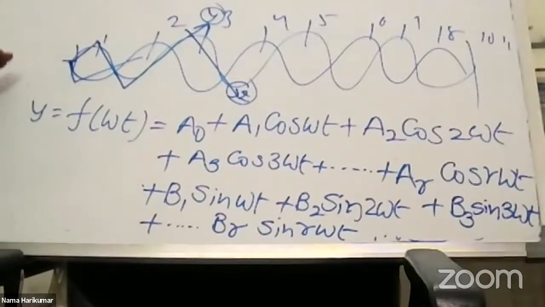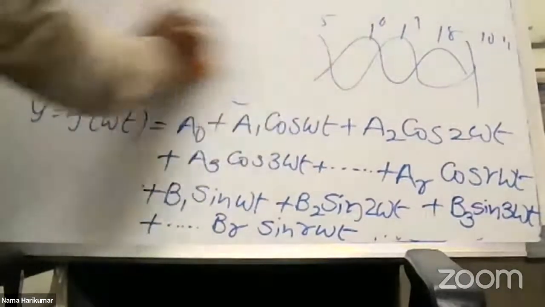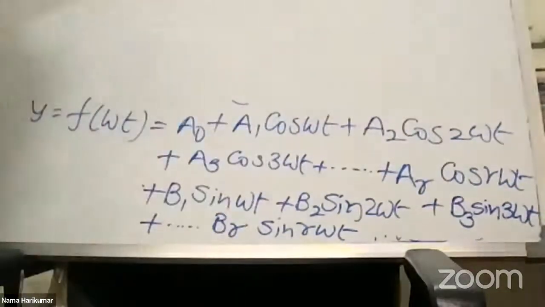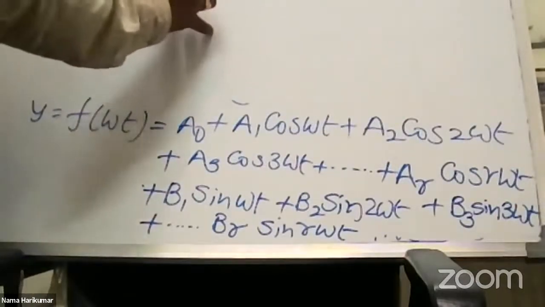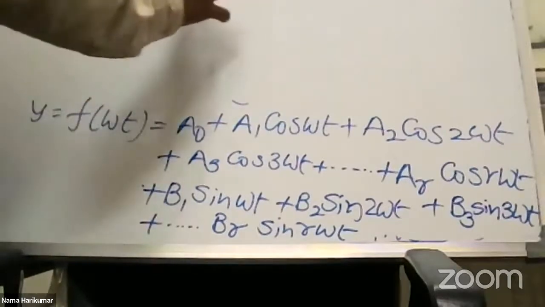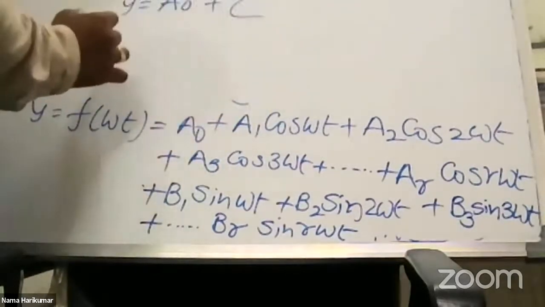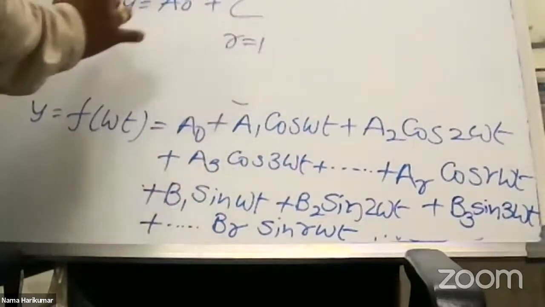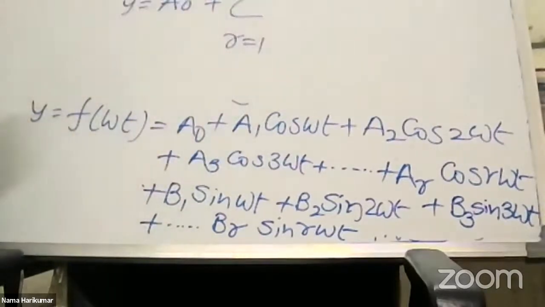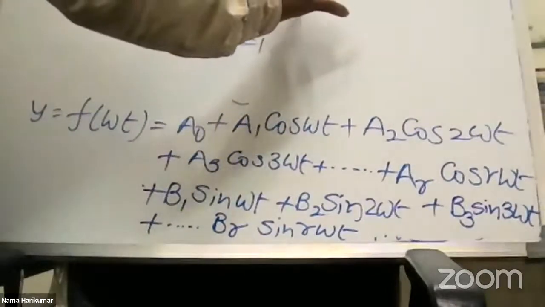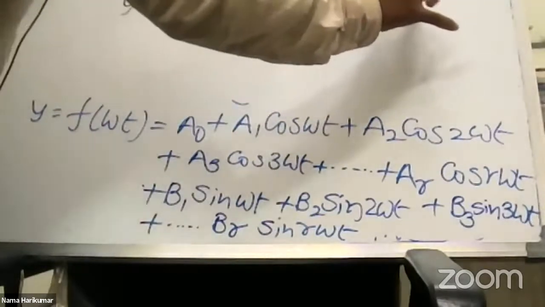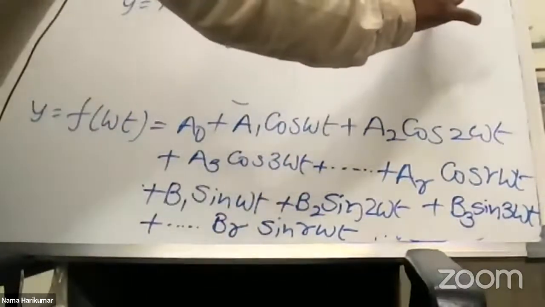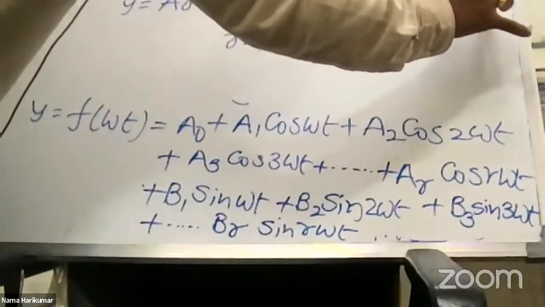In shortcut form, you can write this equation as y equals A naught plus the summation from r equals 1 to infinity of Ar cos r omega t plus Br sin r omega t.